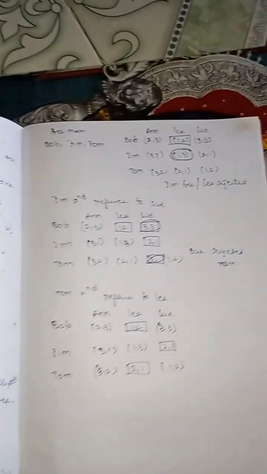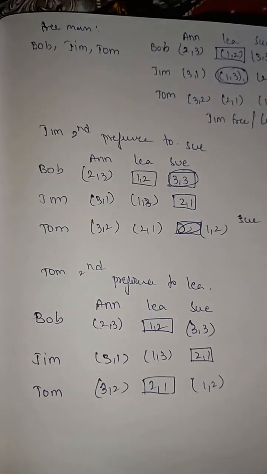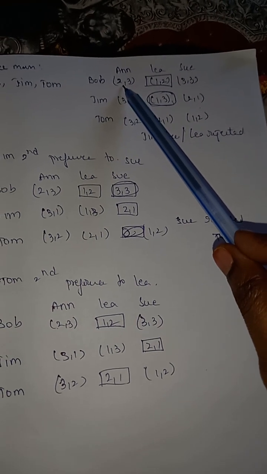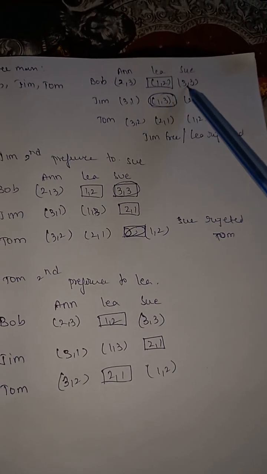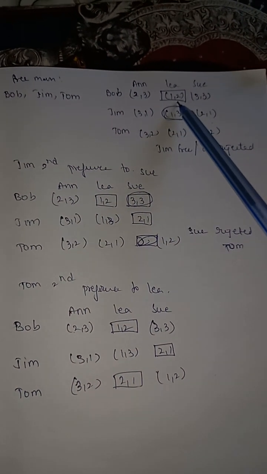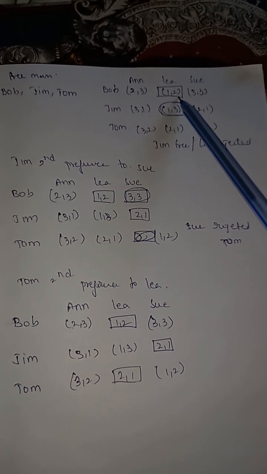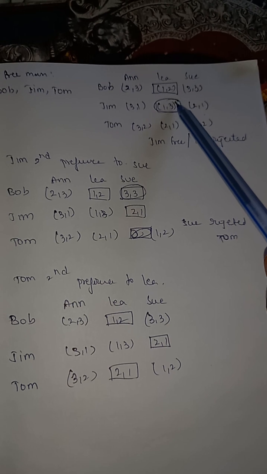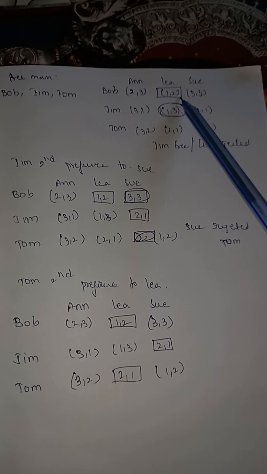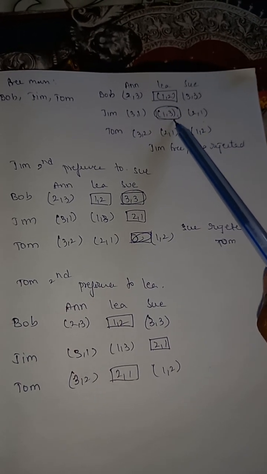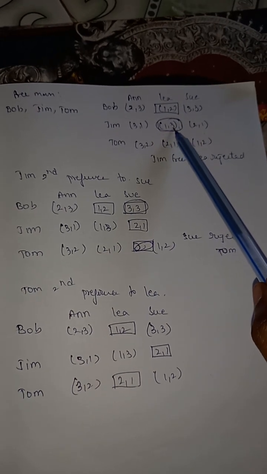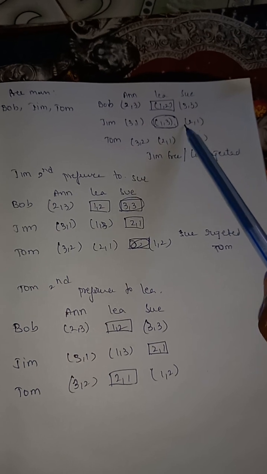Now coming to the problem. Free men: Bob, Jim and Tom. You see here, Bob's preferences: Anne 2, 3; Lee 1, 2; and Sue 3, 3 as earlier. Now Bob's first preference is Lee and Lee's preference of Bob is 2. Now we assume that this is a matched pair. Now we assume Jim's first preference is Lee, but Lee is already paired with Bob. Now we will free him. We will keep Lee paired with Bob, and for Jim we will check the second preference, Sue.